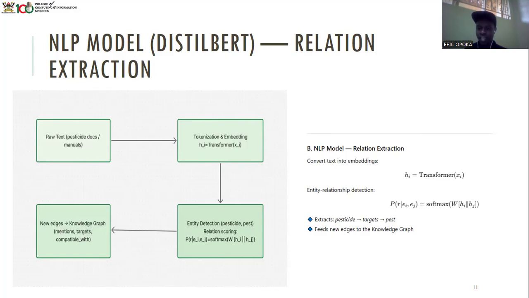The EI is more like a particular word, for instance, pesticide. Pesticide is a particular word of itself. Then we have EJ, which is another particular word, which is pest. Then the softmax, which is more like the constant which is used to convert the result to a probability which equals 1.